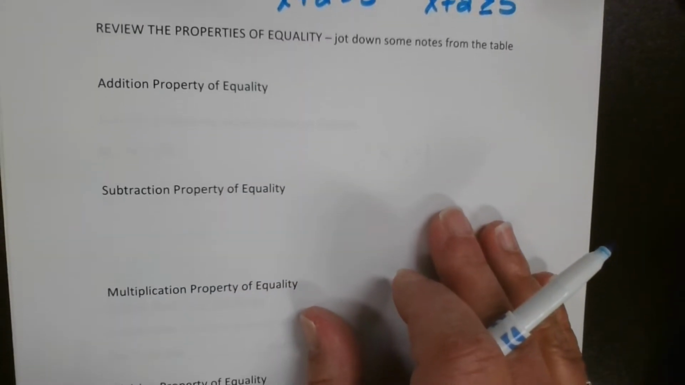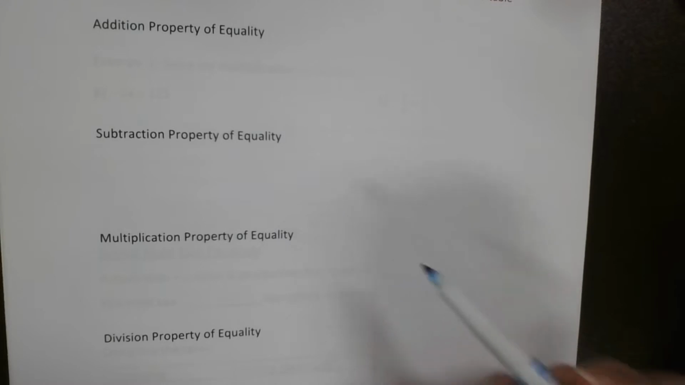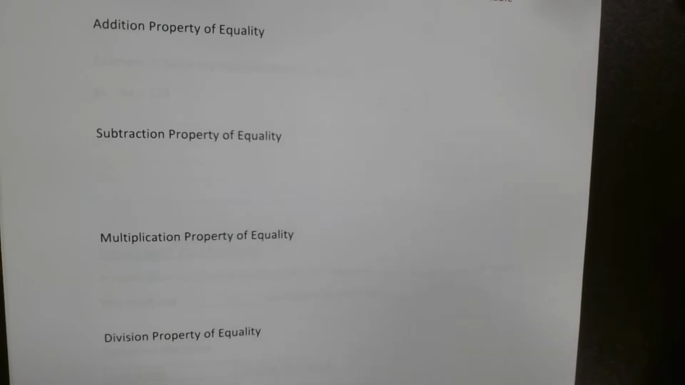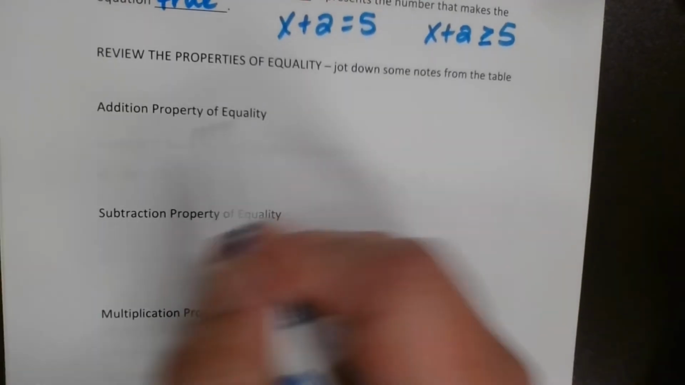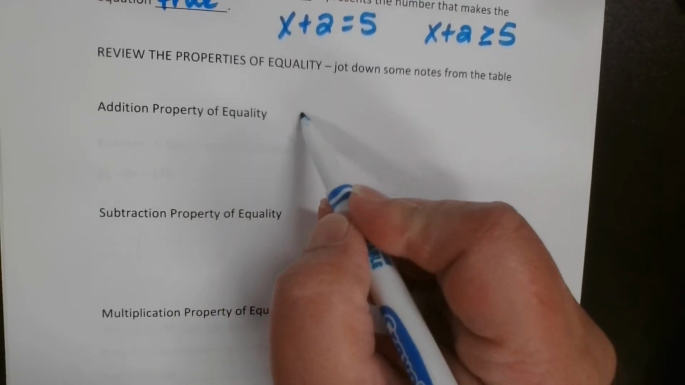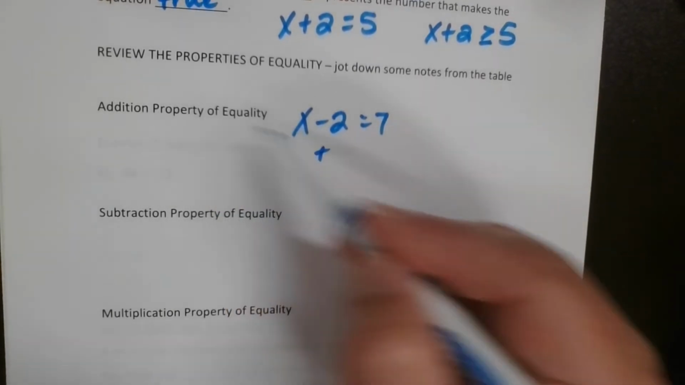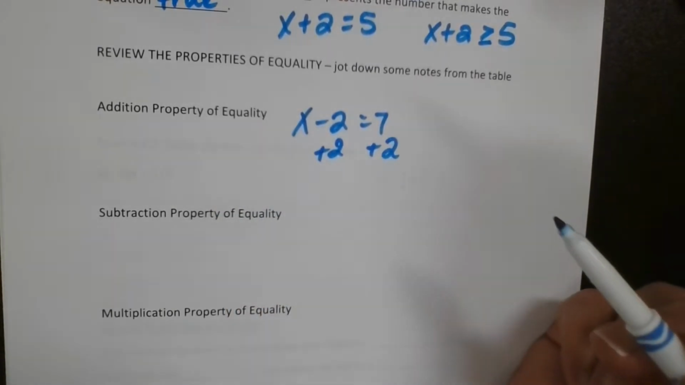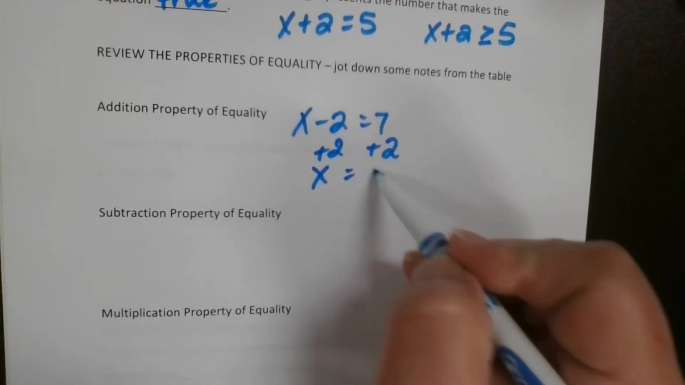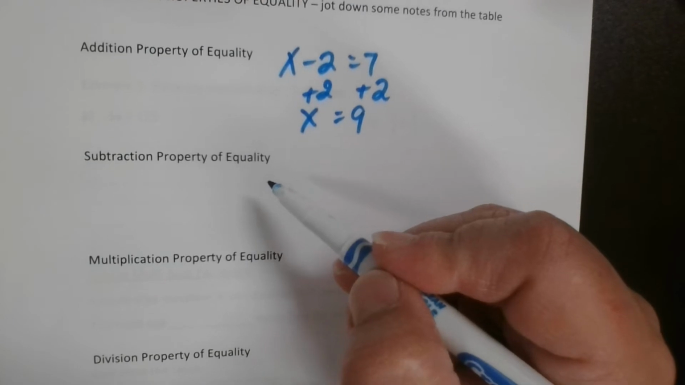The addition property of equality, subtraction property, multiplication property, and division property. These guys all say one thing. I can't do it to the left of the equation if I don't do it to the right. Okay? That's what they say. So if I've got an equation that says x minus 2 equals 7, the way I solve that is by adding to both sides, right? X equals 9.